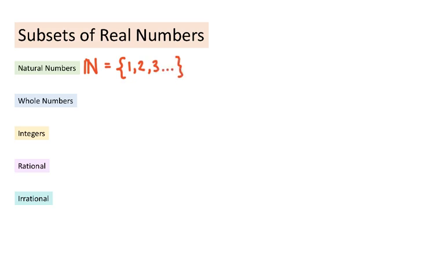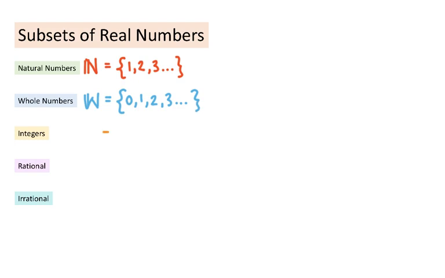Now the whole numbers are very similar. You just, for short, write a W. And the whole numbers are all those counting numbers, but this time we can start at 0. 0, 1, 2, 3, and so on. Those are called whole numbers.